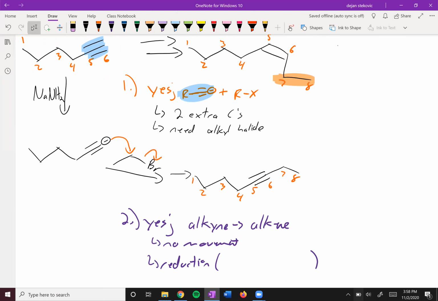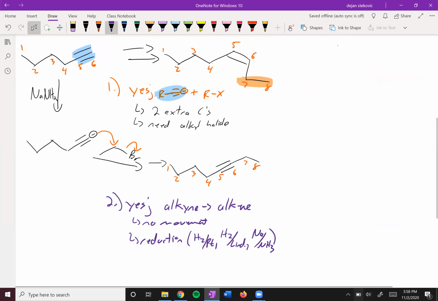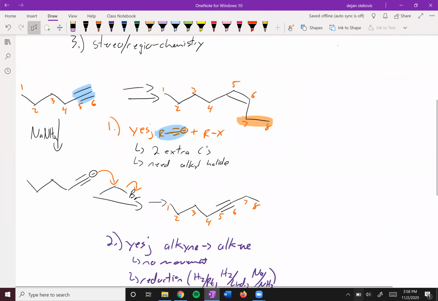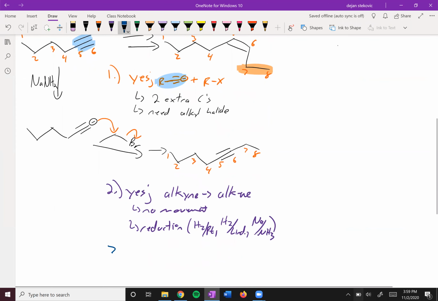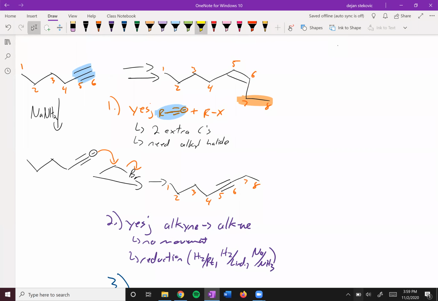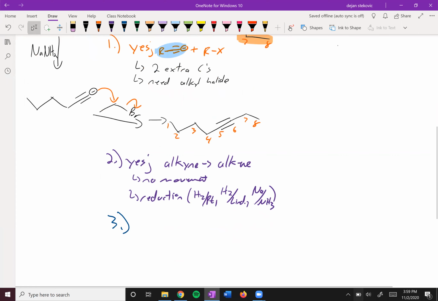Right. So if you think about how we can reduce an alkyne, there's multiple ways. There's hydrogen with platinum, hydrogen with Lindlar's catalyst, or sodium metal in ammonia liquid, right? And so we know that we can use one of those 3 reagents. And then finally, the last question that we want to ask is our stereo and regiochemistry. And we can see that our alkyne here, or our alkene, my bad, our alkene here is cis. So we have a cis alkene.